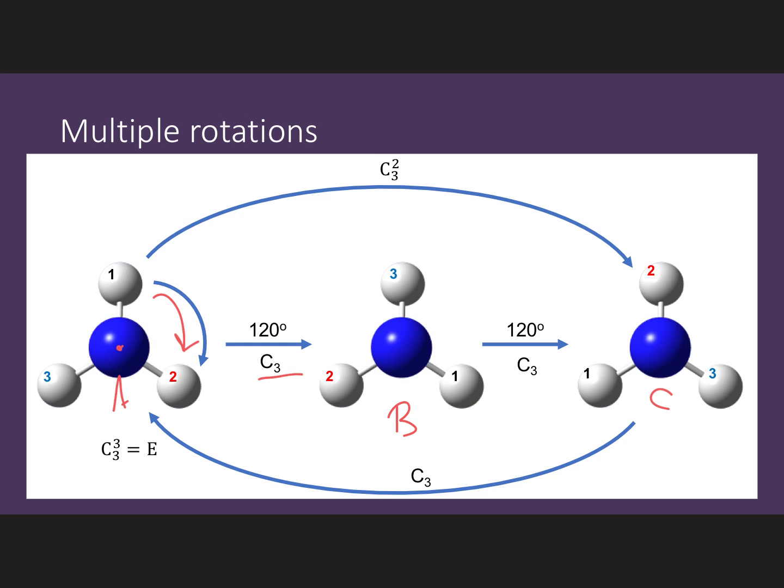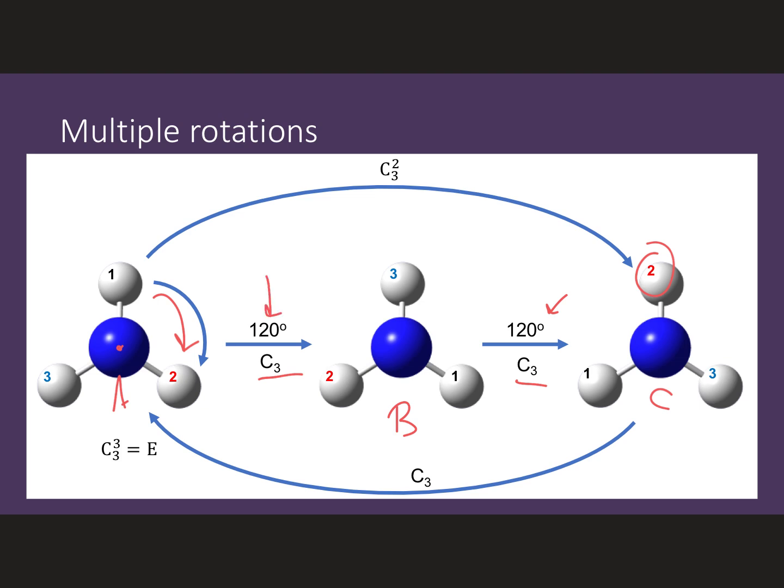We could do another C3 rotation, again another 120 degrees, and again we come to the same looking structure. Again, all we've changed is the positions of these labels here. So we can do multiple rotations of the same thing. So this is now a slightly different operation because we can either do it in 2 steps.